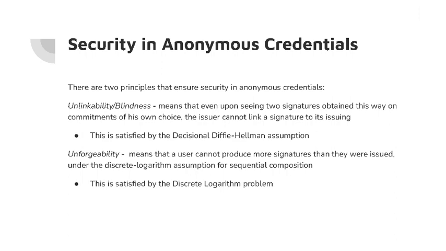Security in anonymous credentials. There are 2 principles that ensure security in anonymous credentials: unlinkability and unforgeability. Unlinkability, or blindness, means that even upon seeing 2 signatures obtained this way on commitments of his own choice, the issuer cannot link a signature to its issuing. This is satisfied by the decisional Diffie-Hellman assumption. And unforgeability means that a user cannot produce more signatures than they were issued, and this is satisfied under the discrete logarithm assumption for sequential composition.